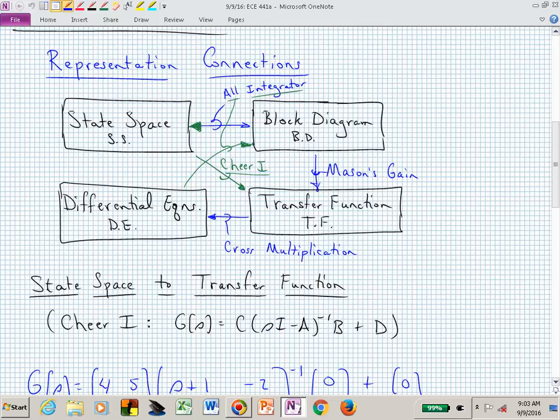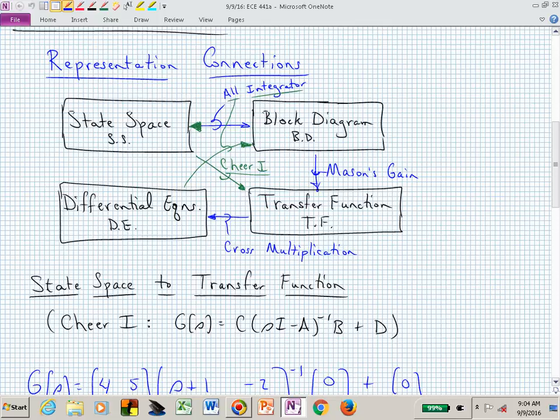Last time we started with a state space representation. We moved into a block diagram via the all-integrator block diagram approach. Then we found the transfer function from Mason's gain. I think what I'll do today is find it a different way. I'll do it mechanically using the Cheer 1 approach to go from state space to transfer function, which is C(sI minus A) inverse B plus D, and we'll hopefully verify that we obtain the same transfer function either going from block diagram to transfer function or from state space to transfer function.